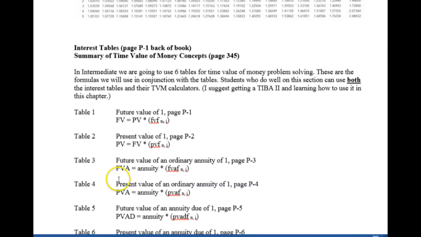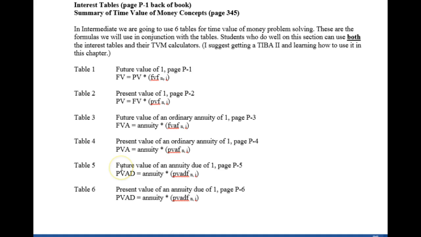The interest tables are in the back of your book. You can also print them on Connect. The interest tables are on P1 at the back of your book. And table 1 is the future value of $1. When I write that formula out, I say the future value equals the present value times an interest factor with some number of periods and interest rate from table 1. If I'm looking for a present value number, I'll send you to table 2, and you'll multiply a future value you're given by a present value factor from table 2, where some n and some i intersect.